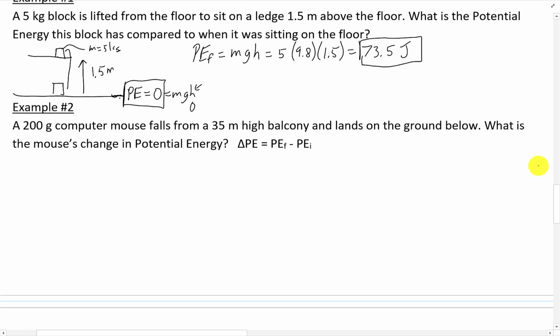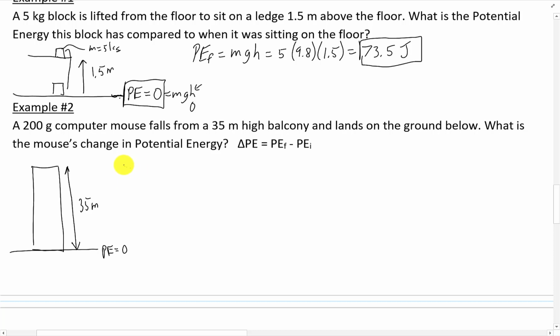A 200-gram computer mouse falls from a 35-meter high balcony and lands on the ground below. What is the mouse's change in potential energy? Change in potential energy, final minus initial. So we'll draw the building and the floor. We're going to set the potential energy to be 0 at the floor. And we measure the height up, and it's 35 meters high, but it actually comes down that much. Anyways, 35 meters.